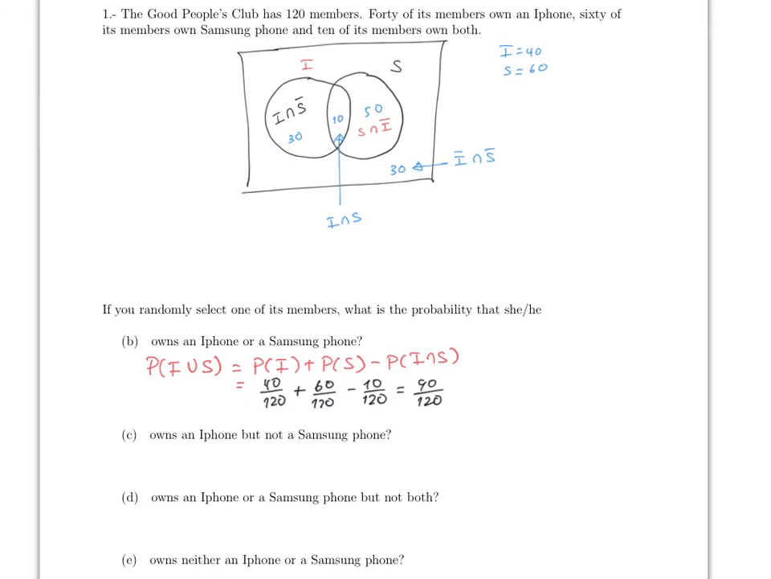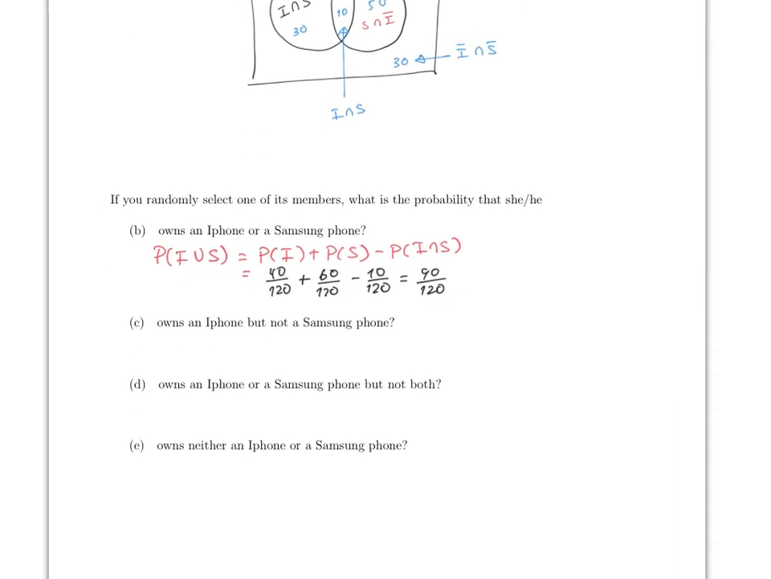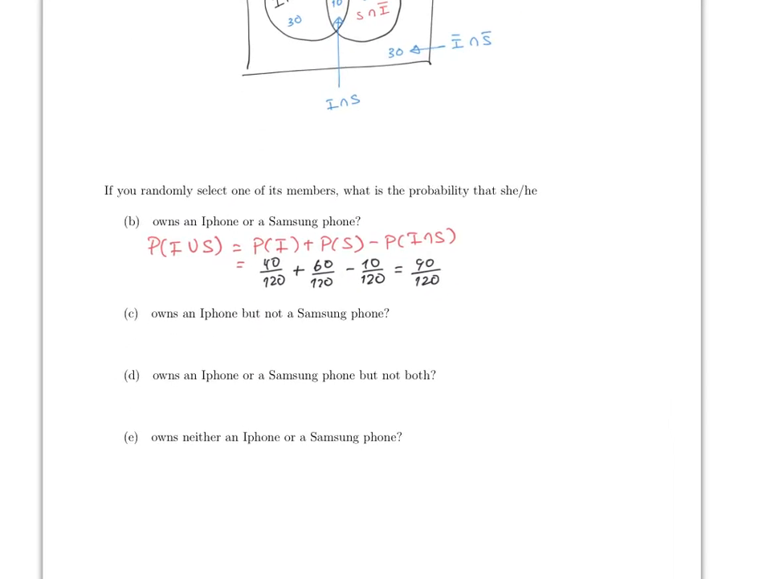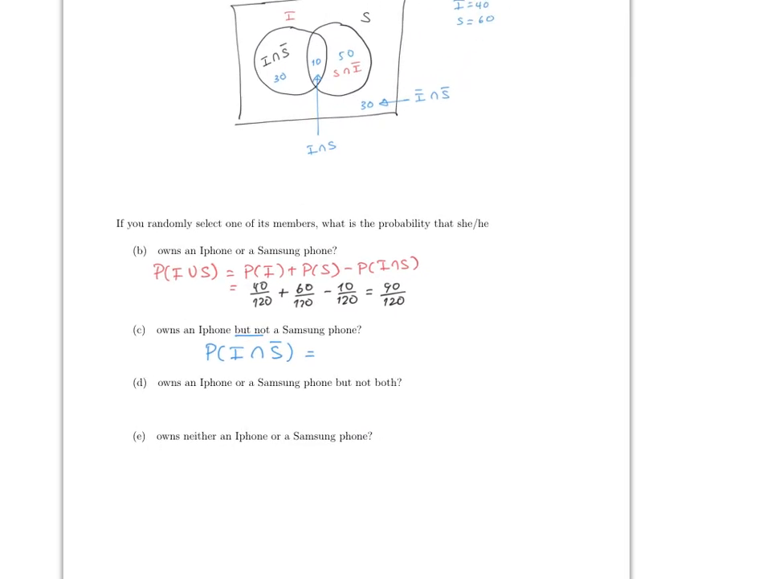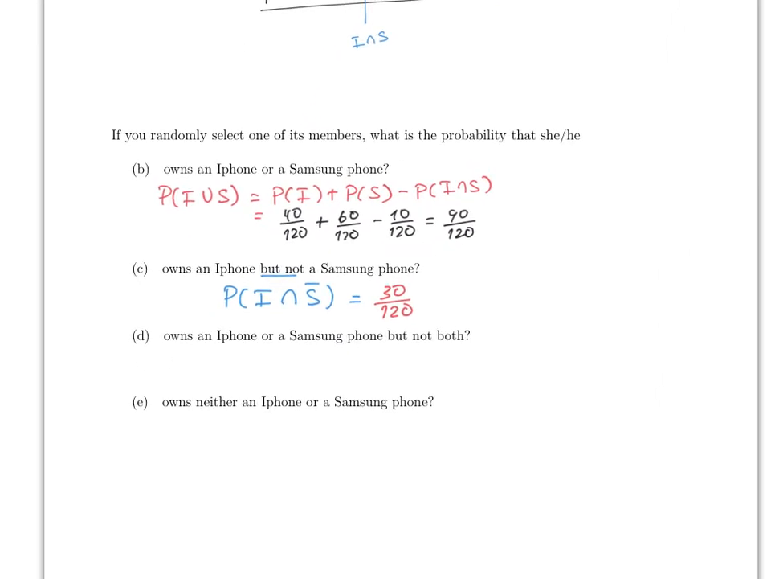So if you look at part C, I don't know what happened to part A, but let's say part C. The question is, what's the probability that the person owns an iPhone, but they don't have a Samsung phone? Well, this one should be obvious from the diagram. What is the answer to this one? 30. So there should be 30 over 120. And that's it. Now, if you were going to put this answer in Canvas, then you just have to divide using a calculator. But for the participation, this is good enough.